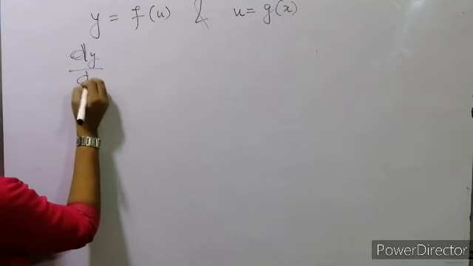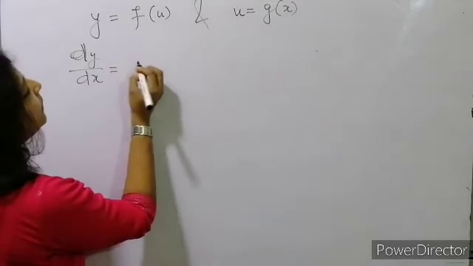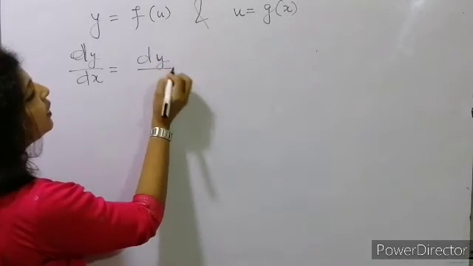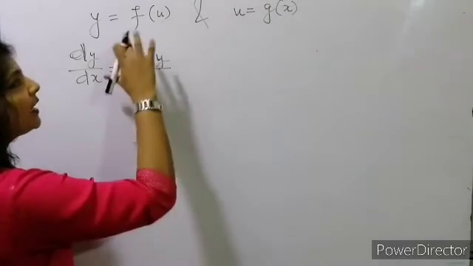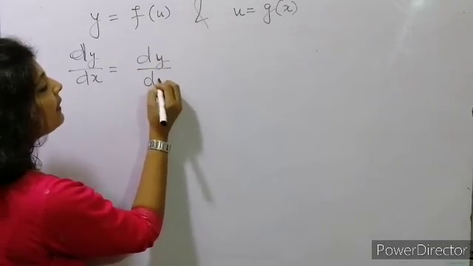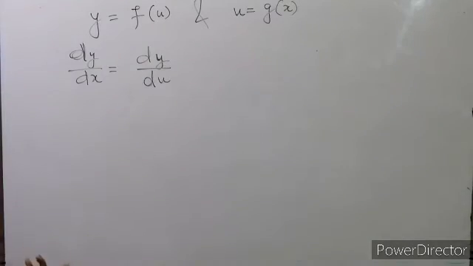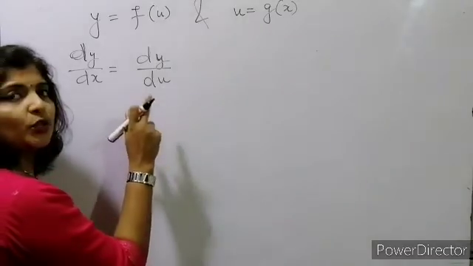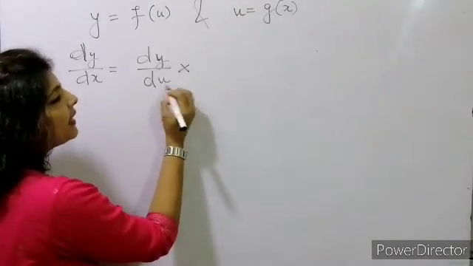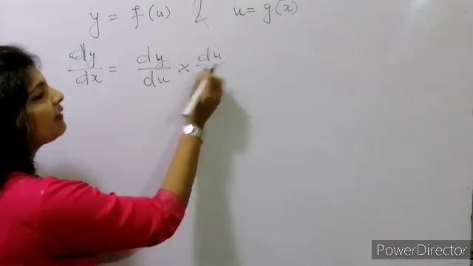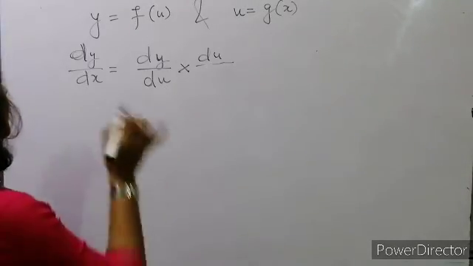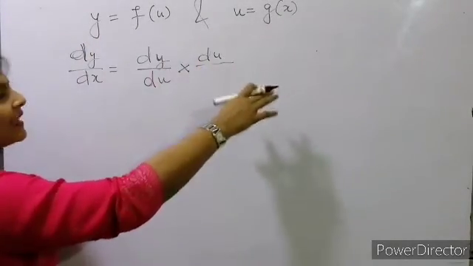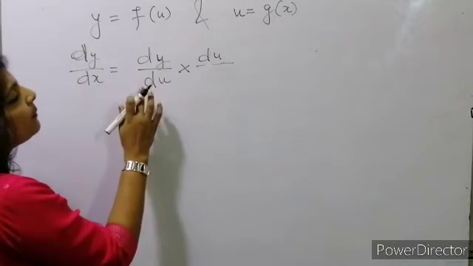Okay, so how will we find out dy by dx? So dy by dx can be equal to dy by du. We can find the derivative of y with respect to u. And when we are dividing by du, we can also multiply by du, so there will be no change. So if y is a function of u and u is a function of x, then dy by dx will be equal to dy by du.